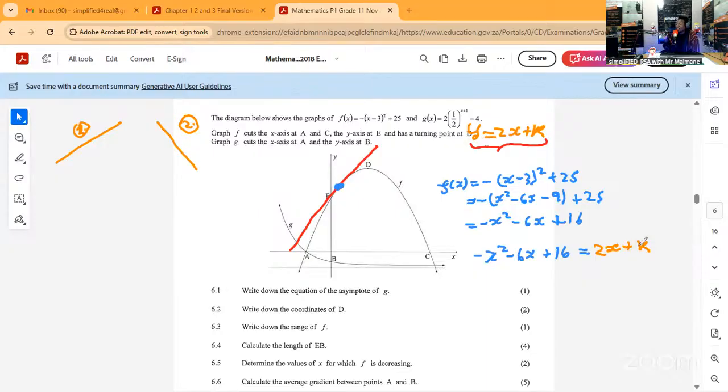Because at that point where the tangent is touching the curve, the two equations are equal. Do you understand up to where we are right now? Yes.